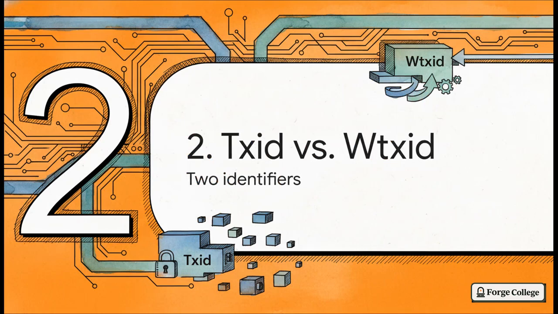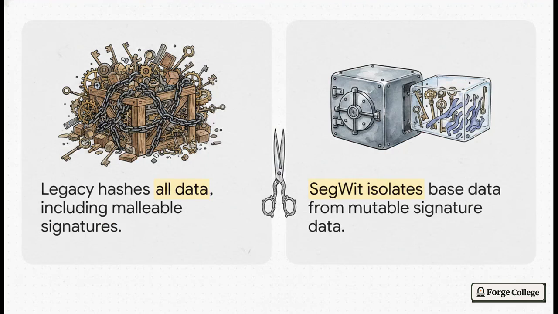Which brings us to our second point. txid versus wtxid explained. Two identifiers, one very elegant solution. So how does SegWit solve this mess? Basically by bringing out the scissors. It structurally segregates the witness data, which gives us a dual identifier system. Legacy transactions lump everything together, including those malleable signatures, into one single hash calculation. But SegWit isolates the base data to generate a stable, unchangeable txid while quarantining the flexible signature data completely separate in the witness area.